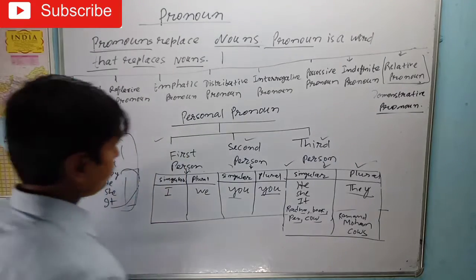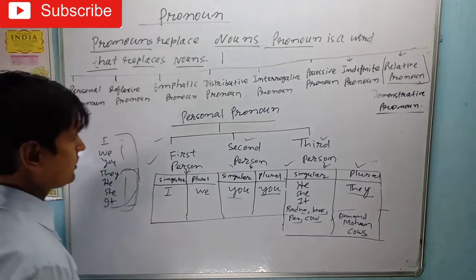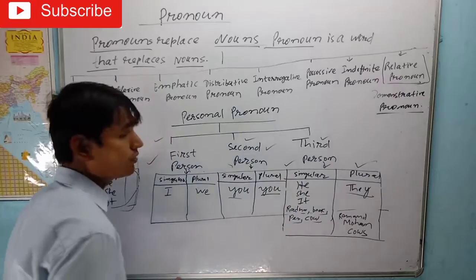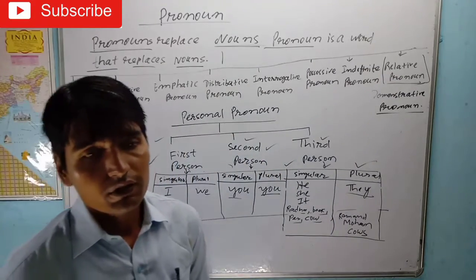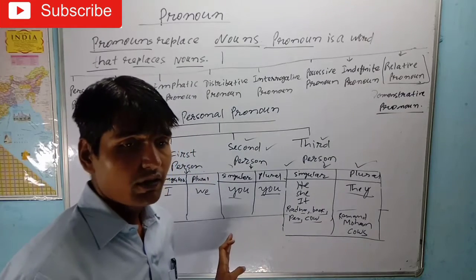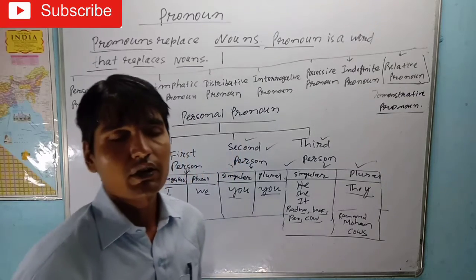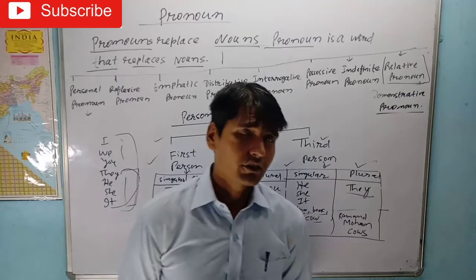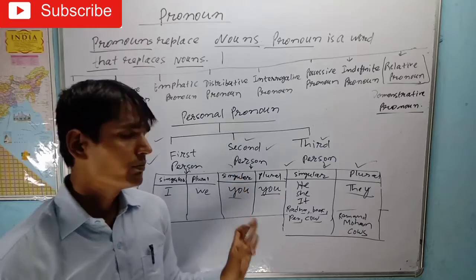Now the question is also asked many times: are first person and second person both used only for persons? No, it is not true at all. The first person and second person are not always used for human beings. They are also used for non-living things. But when these non-living things act as living things, then you can use I, we, and second person you also.